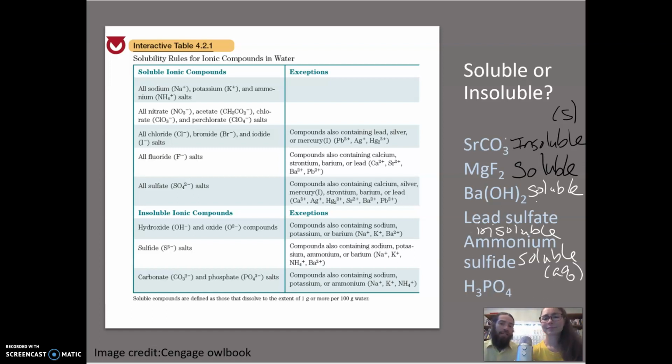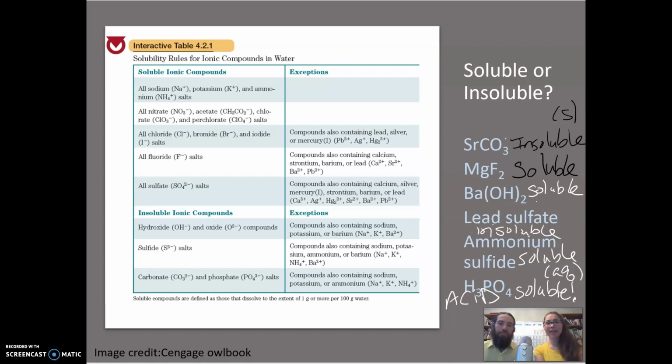And you may recognize this as an acid because it starts with the hydrogen. So this is actually an acid, and we said before, all acids are soluble. So be on the watch out for those acids. They're always soluble. You don't even need a chart. We put that in there because this is a common mistake that's made.